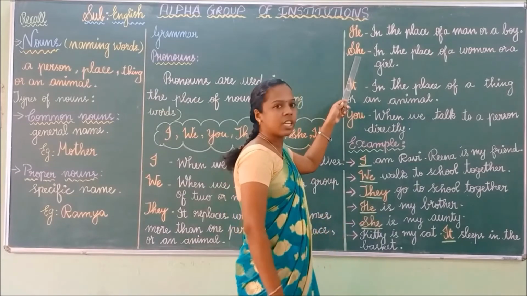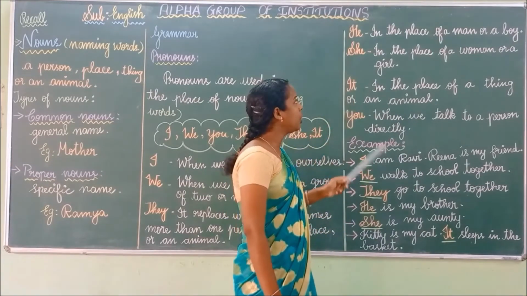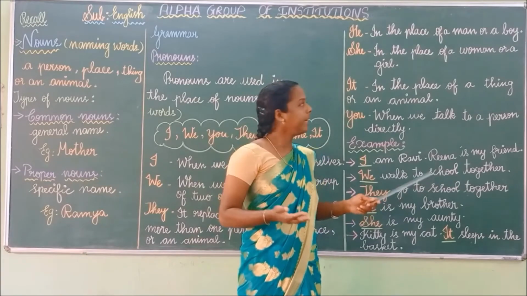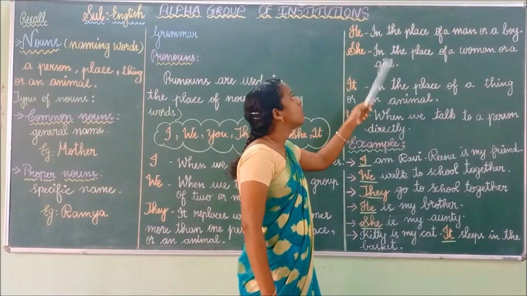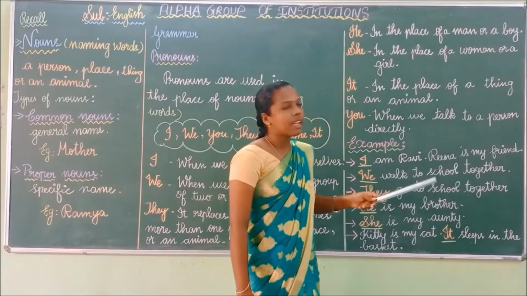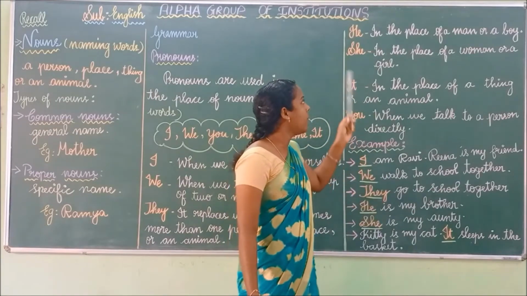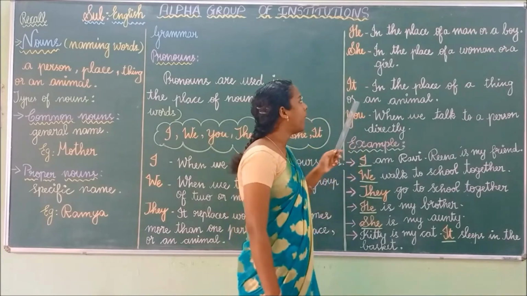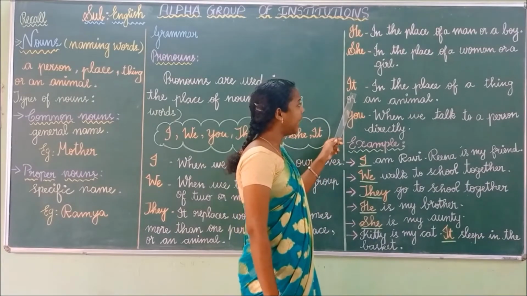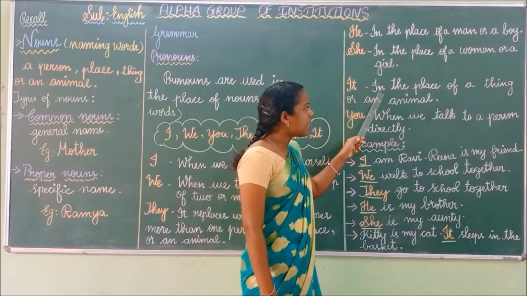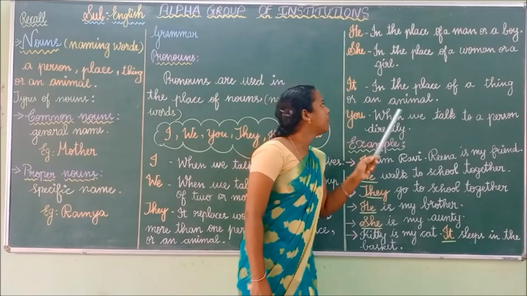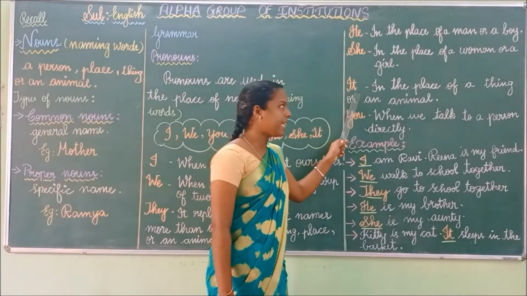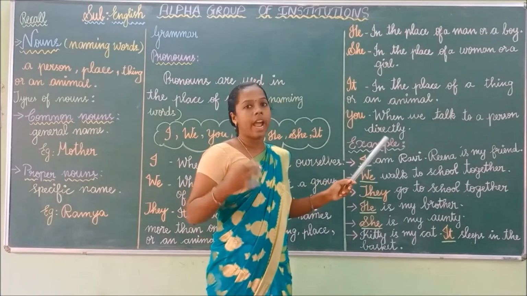On the other gender, she. We have to use she in the place of a woman or a girl. So he in the place of a man or a boy. She in the place of a woman or a girl. It in the place of a thing or an animal. So we have to use it in the place of a thing or an animal.